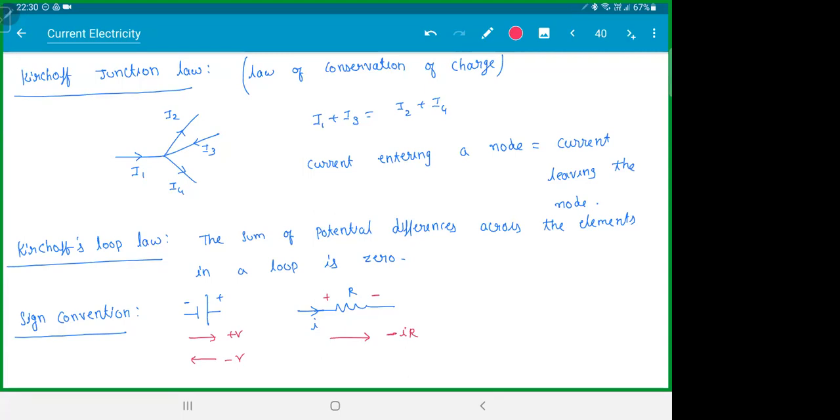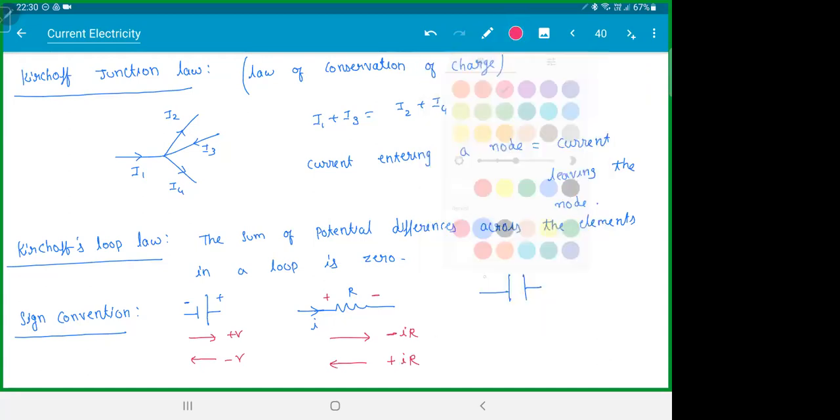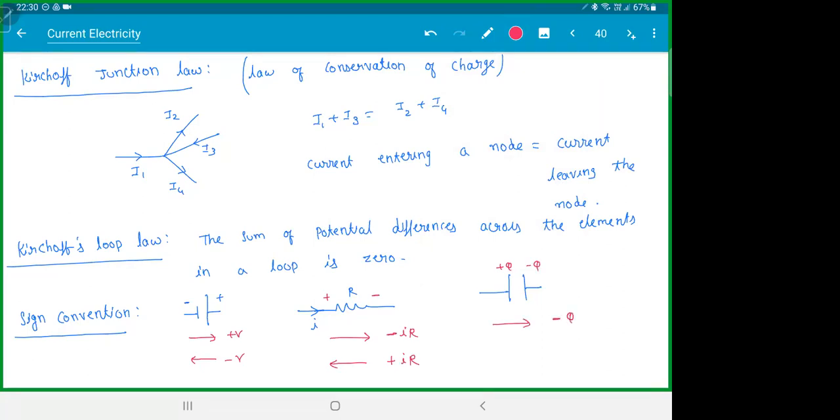Potential difference across the resistor is I into R. So if you go from plus to minus, it will decrease by I into R. If you go from minus to plus, that is opposite to the current, potential increases by plus I into R. Same thing if you take a capacitor: if this is the positive plate and this is the negative plate, if you go from plus to negative plate, potential will drop. How much? Minus Q by C. If you go from minus to plus, it will be plus Q by C.